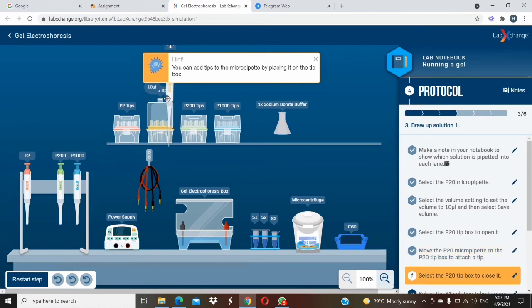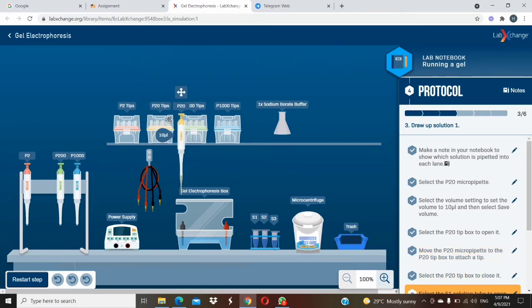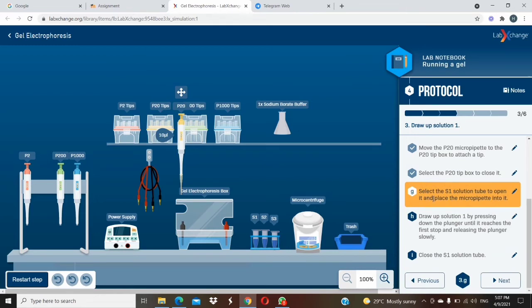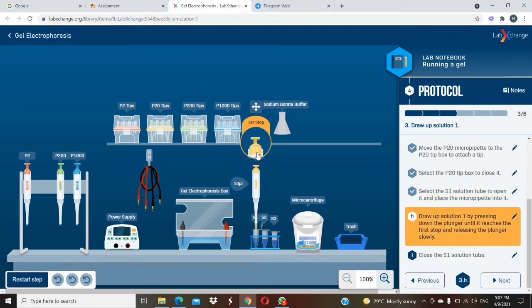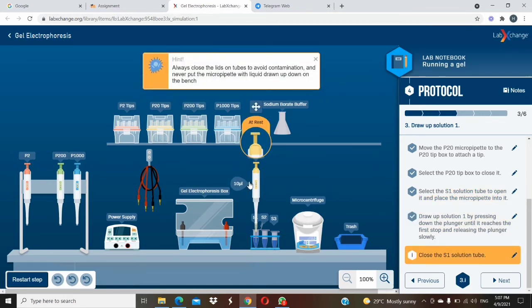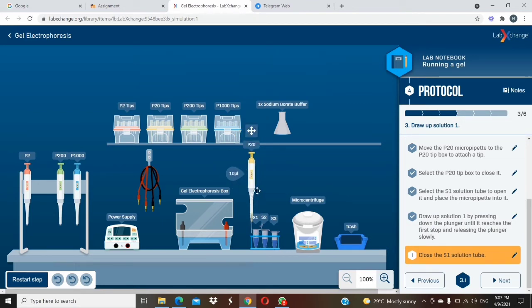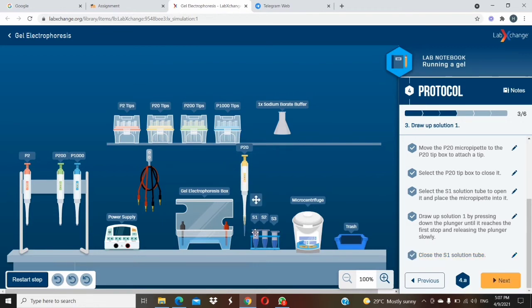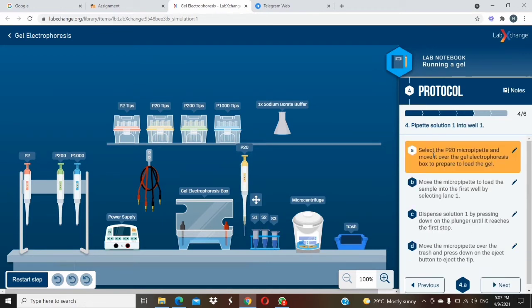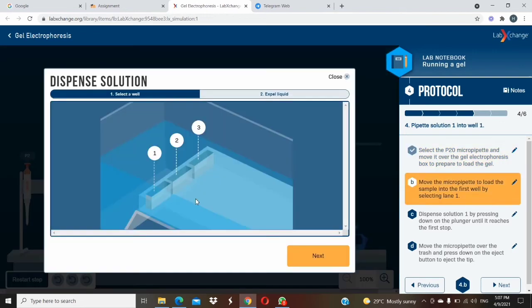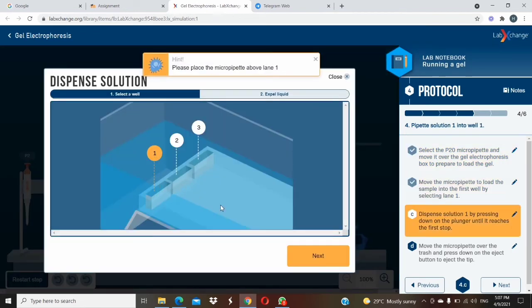Then select the P20 tip box and attach a tip to the micropipette. Close the tip box, then select the S1 solution, open it and place the micropipette into it. Draw up the solution and then close the S1 solution. Next, pipette solution 1 into well 1. So we are moving it to the gel electrophoresis and loading it in well 1.